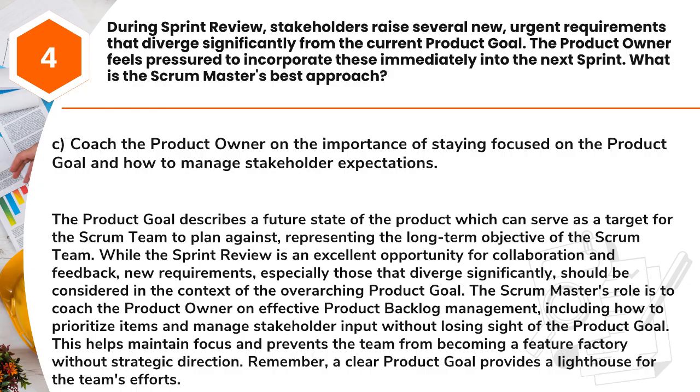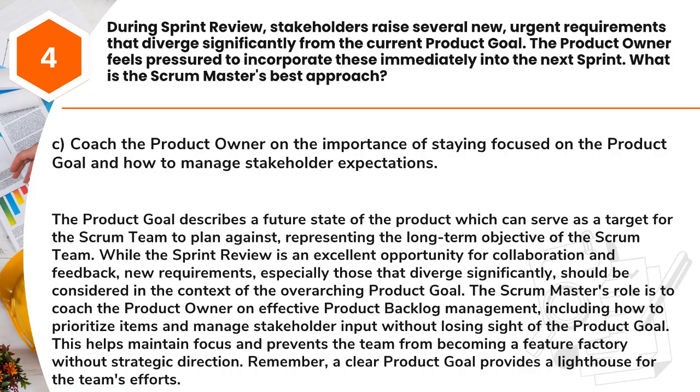Answer: C. Coach the product owner on the importance of staying focused on the product goal and how to manage stakeholder expectations. The product goal describes a future state of the product which can serve as a target for the Scrum team to plan against, representing the long-term objective of the Scrum team. While the sprint review is an excellent opportunity for collaboration and feedback, new requirements, especially those that diverge significantly, should be considered in the context of the overarching product goal.